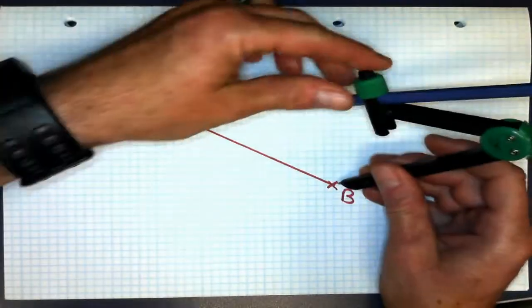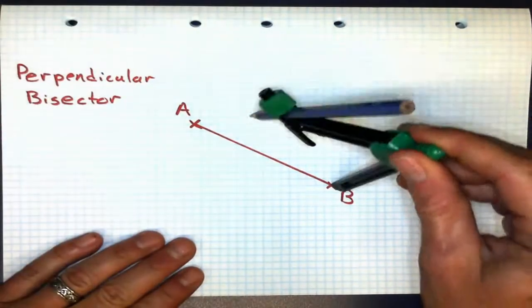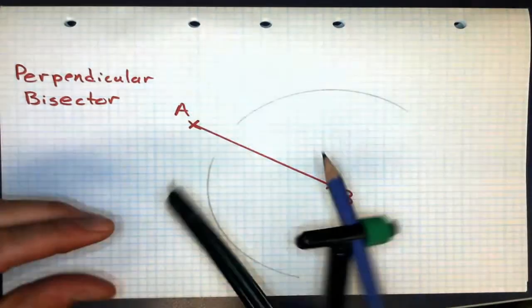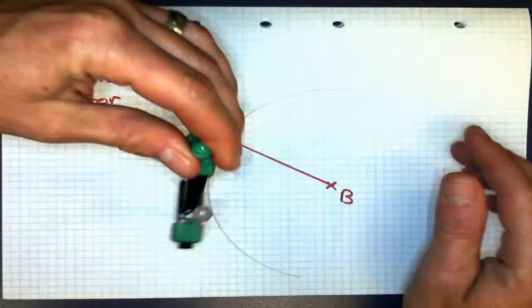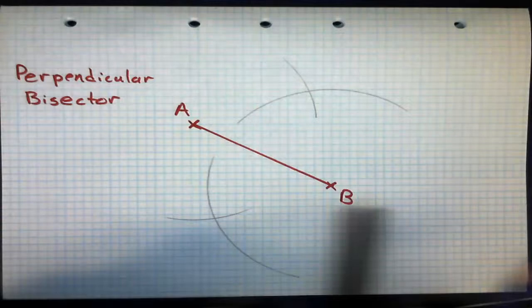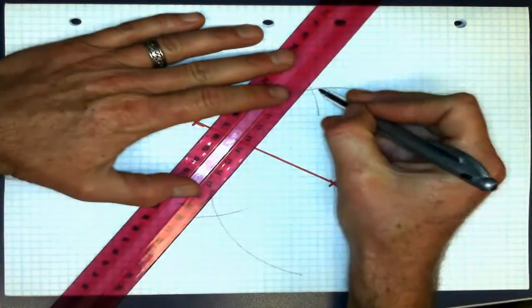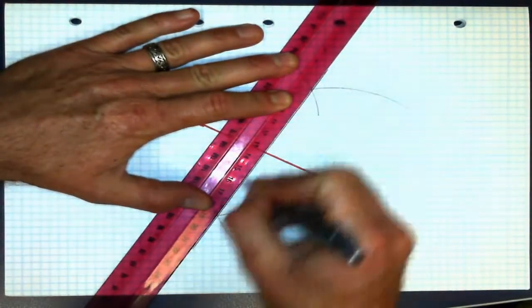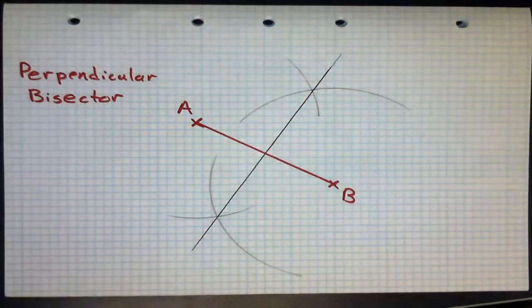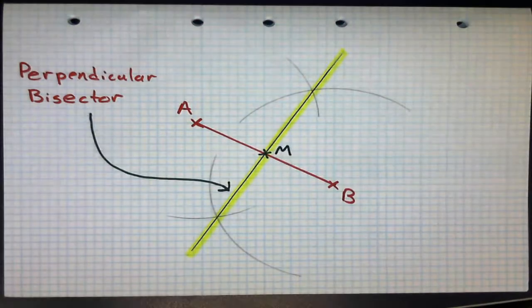First, here's a perpendicular bisector with a compass. Center on the endpoint, make some arcs like that. Center on the other endpoint, make some more arcs. Rule up the intersection of the arcs like that. And there you have the perpendicular bisector right there.